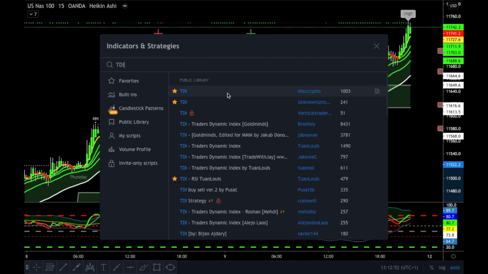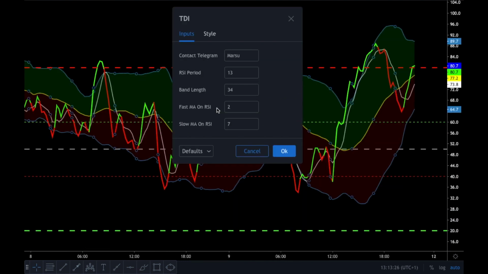Okay, so as you can see here, you just go to indicators and strategies on TradingView, and you go to this TDI here. Once you type TDI in the top right here, you just want to go to this TDI right here by this person, and you add this onto your chart. Now I'll head over to the settings that I have. On the inputs tab for the TDI, the settings are default. As you can see here, it would still be 13 here, 34 there, 2 and 7.